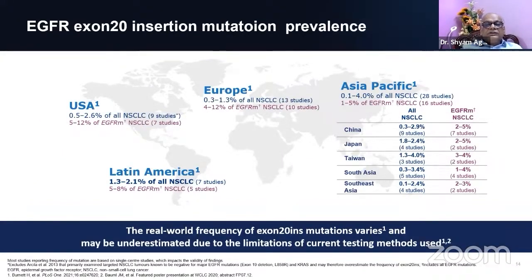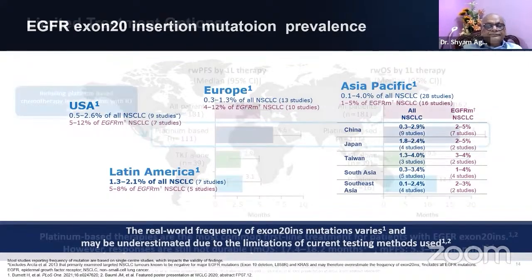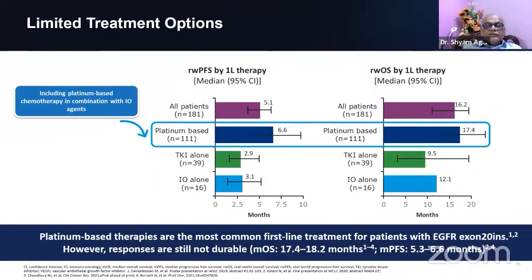So coming to the prevalence of exon 20 insertion mutations, you can see in China, Japan, Taiwan, the figures are hovering around 1 to 5%. Next slide. So not common, but not rare either. So we do see patients, and I think we all are seeing.